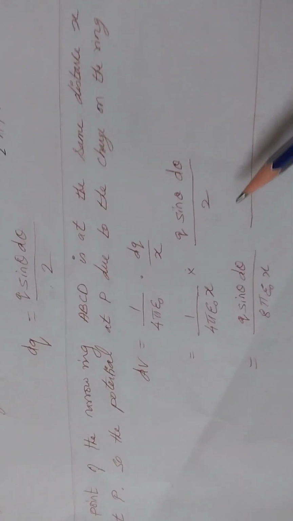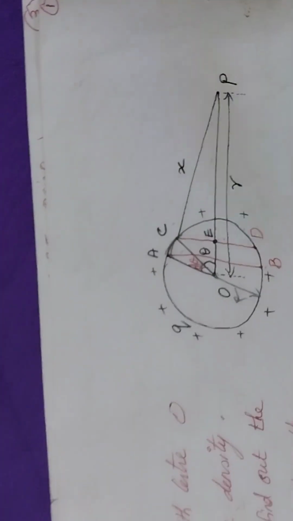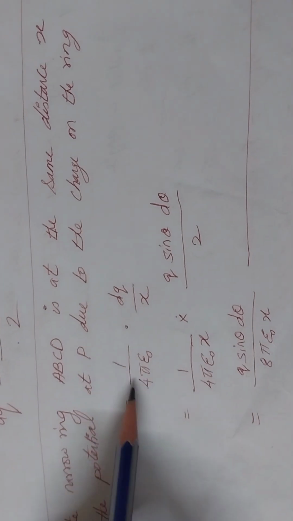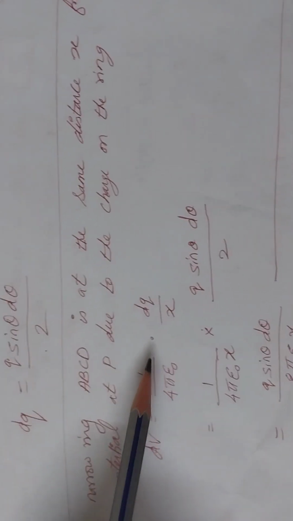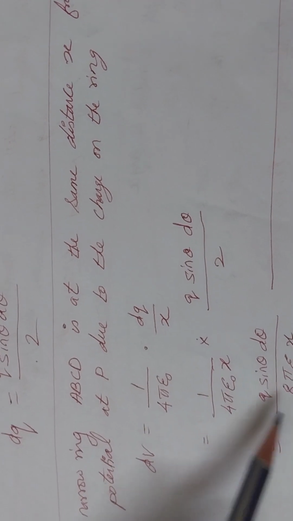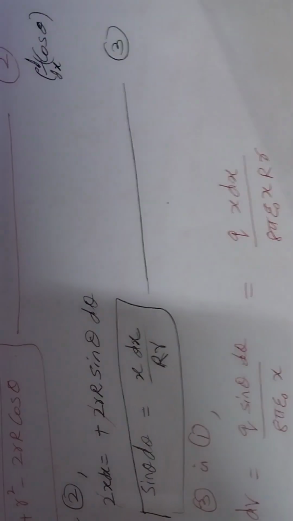Now we note that every point on the narrow ring ABCD is at the same distance x from the point P. So we find the potential dV is equal to 1 by 4 pi epsilon naught dq divided by x. Instead of dq, we substitute the value we have found, Q sin theta d theta divided by 2. Finally we get Q sin theta d theta divided by 8 pi epsilon naught x.